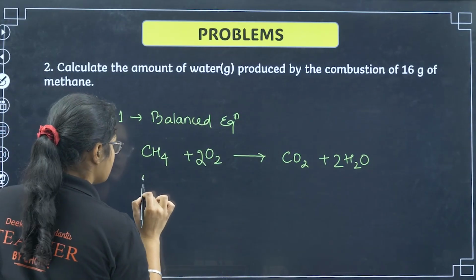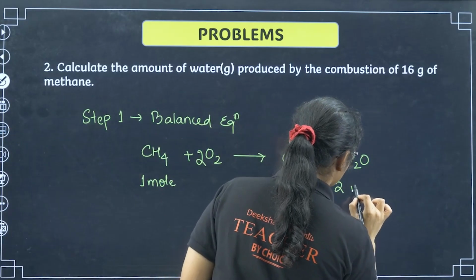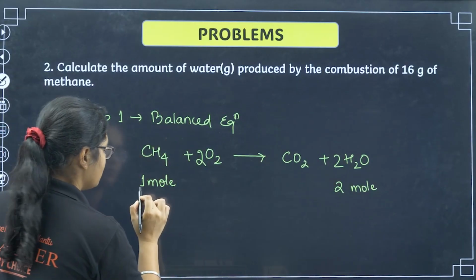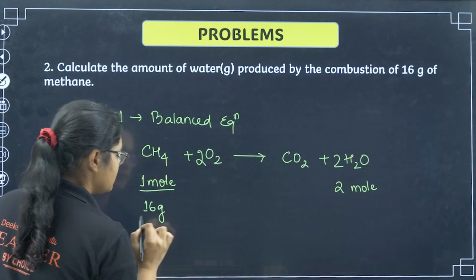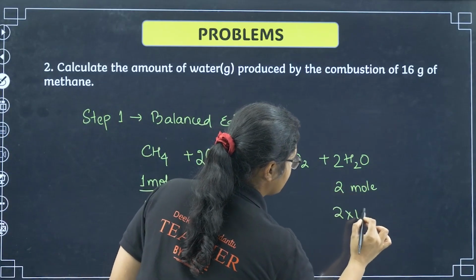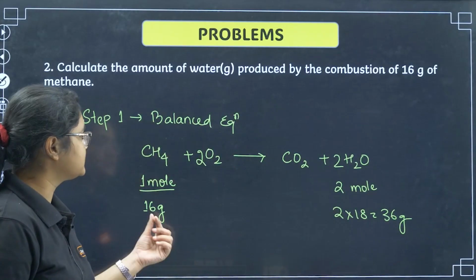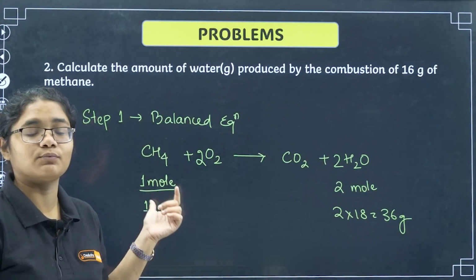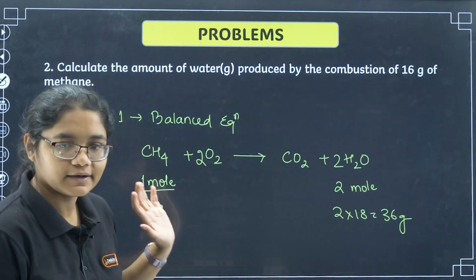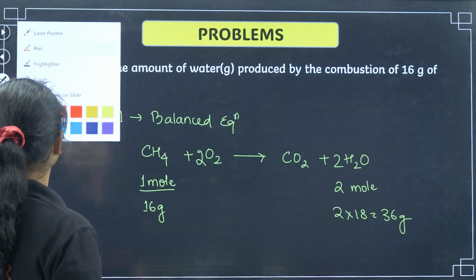Now what is this? This is 1 mole of methane. 1 mole of methane is giving you 2 moles of water. If I convert it into mass, 1 mole of methane means 16 grams, right? 16 grams is giving me 2 moles of water, that means 2 into 18, because 18 is the molar mass of water, that is 36 grams. So 16 grams of methane, or 1 mole of methane, will produce 36 grams of water. Clear?